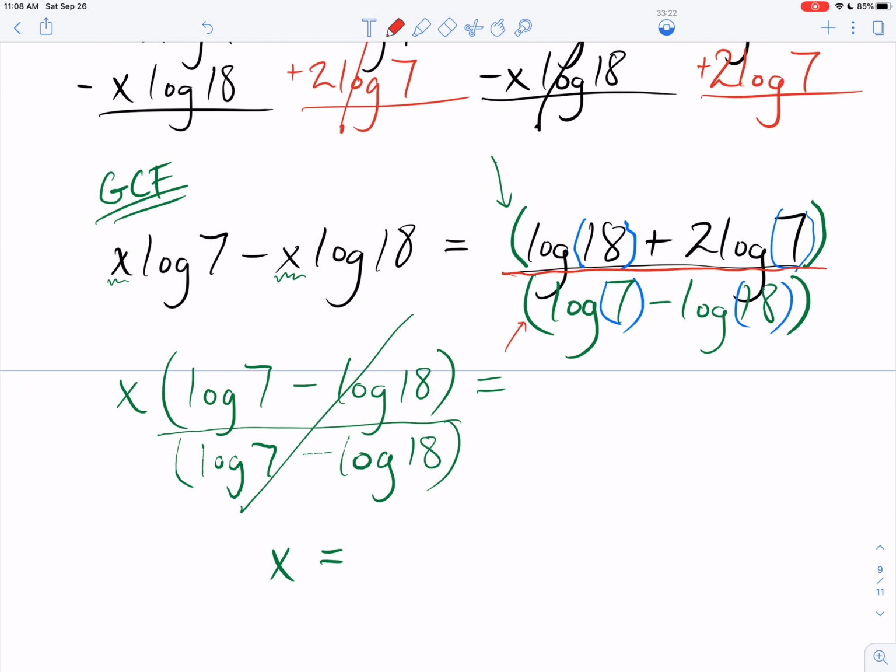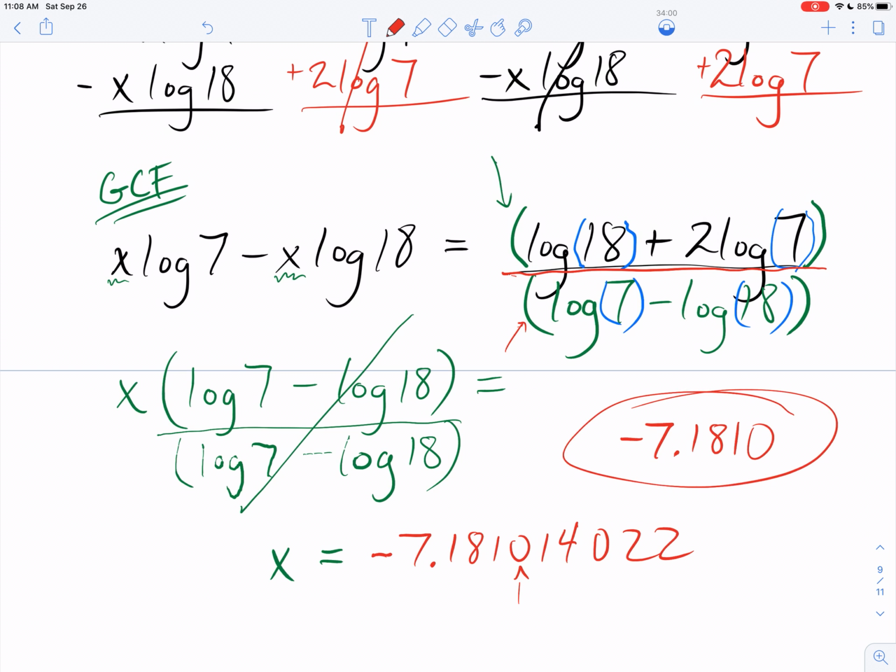And the correct answer on this one turned out to be negative 7.180, wait, 1014022. That was the answer that I got. Now, customarily, we round to the 4th decimal place, and since it's a 0 right there, my final answer would be negative 7.181. You don't have to write the 0 if you don't want to. You're not wrong if you do, but that would be my answer.